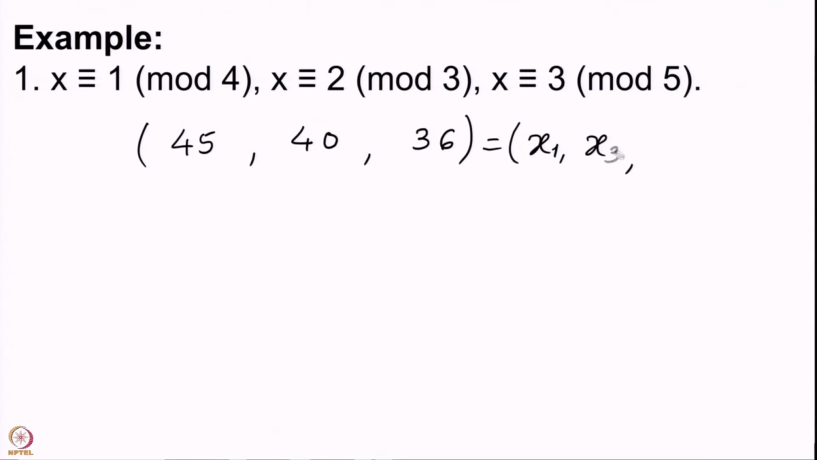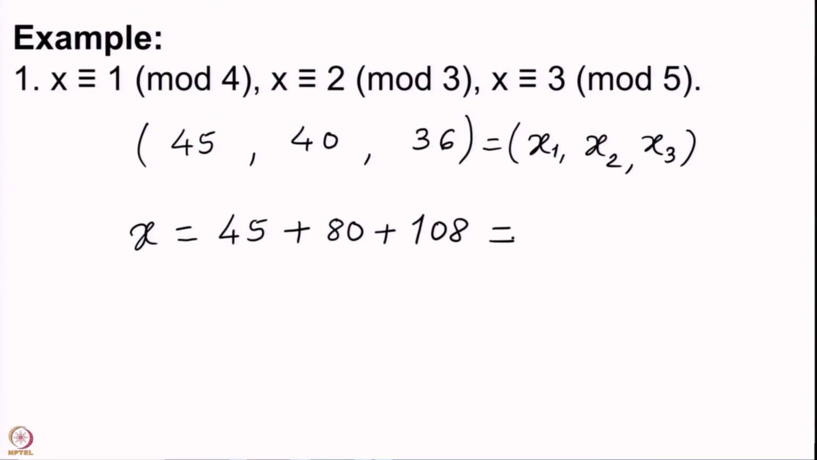And to compute the final answer, we have to simply multiply the xi by ai. So, x is 1 into 45, that is simply 45, plus 2 into 40, that is 80, plus 3 into 36, which gives you 108. So, 45 plus 80 plus 108 gives you 233.